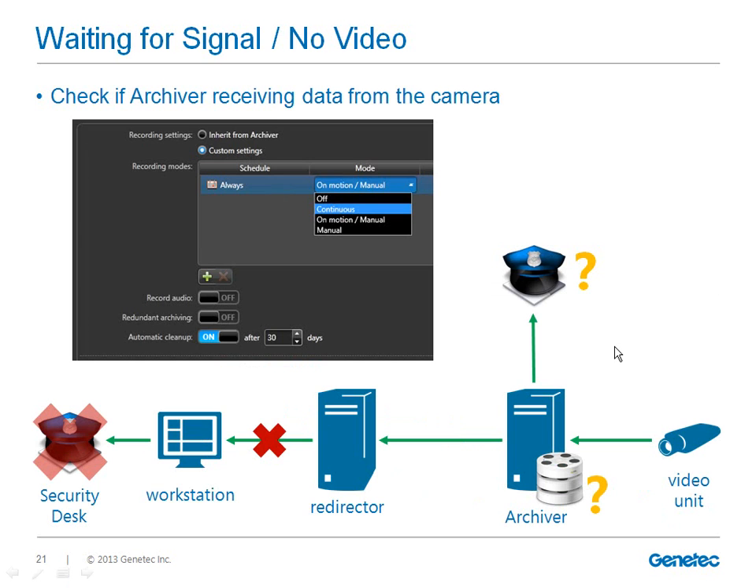Now, a good test would be to see if the archiver is getting video from the camera. If the camera is set to record on motion, you can try to set it to continuous just to be sure it is recording, and then look for video in the video archives and see if anything is being recorded. If there is recorded video, you know the connection between the unit and the archiver is okay, and the problem is the redirection between the workstation and the archiver or the unit. If the archiver server has a video card that can handle video playback, you can also try to view video from that machine to verify the connection.